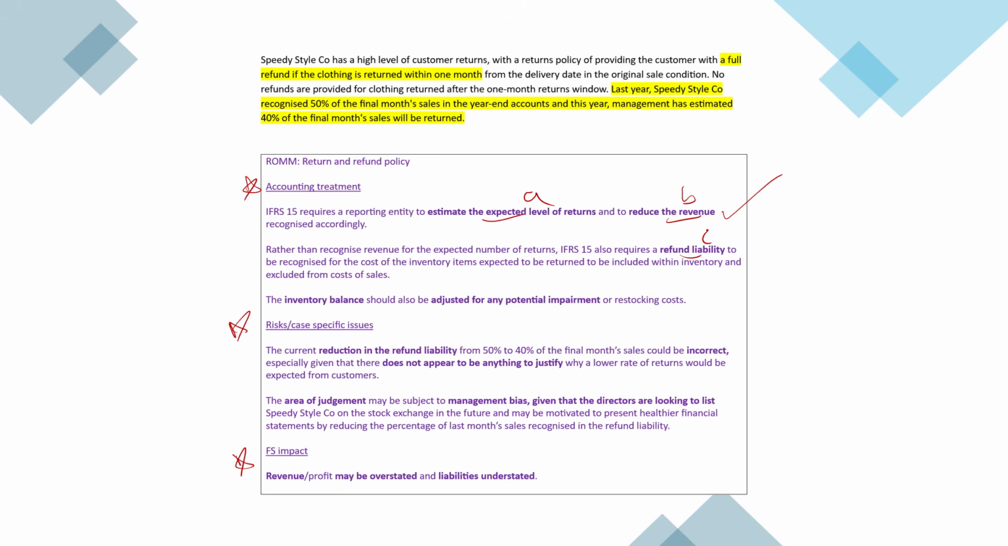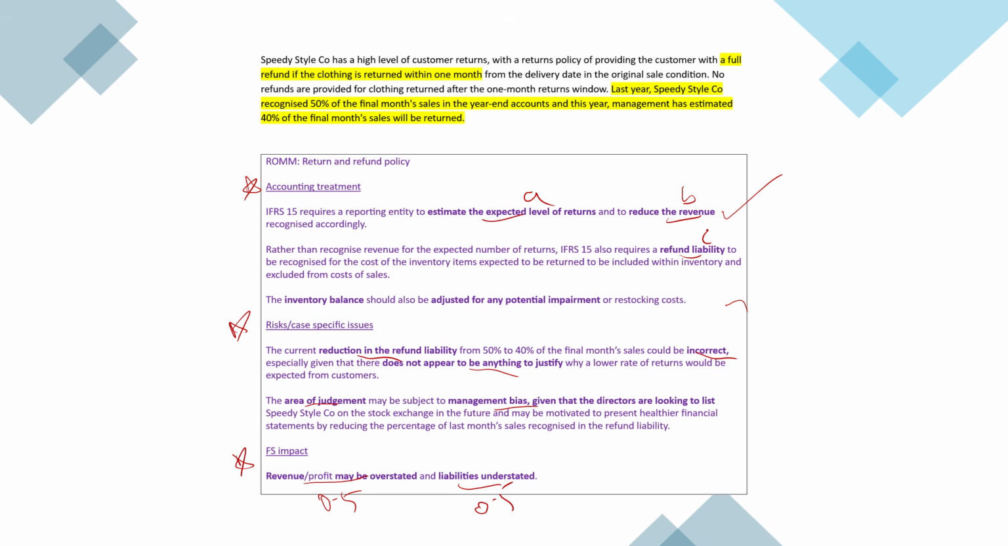Now, the risks are going to be linked to the scenario. There is a reduction in the refund liability, and I don't think there's any justification for this. I'm concerned this could be incorrect. This is an area of judgment because there's estimation involved. Plus, there's management bias that they might be reducing this on purpose. And because of that, my revenue is overstated and liabilities are understated.